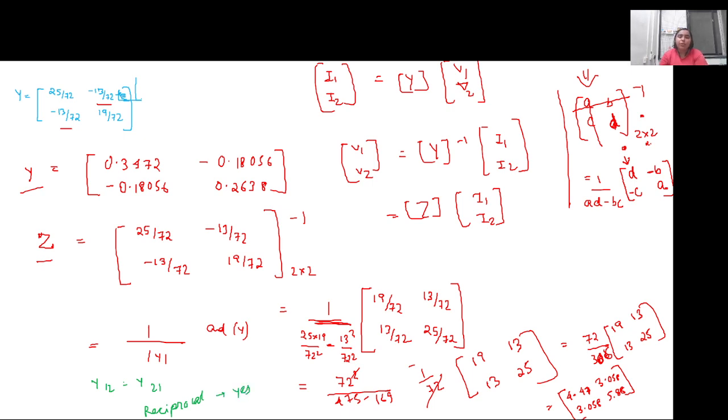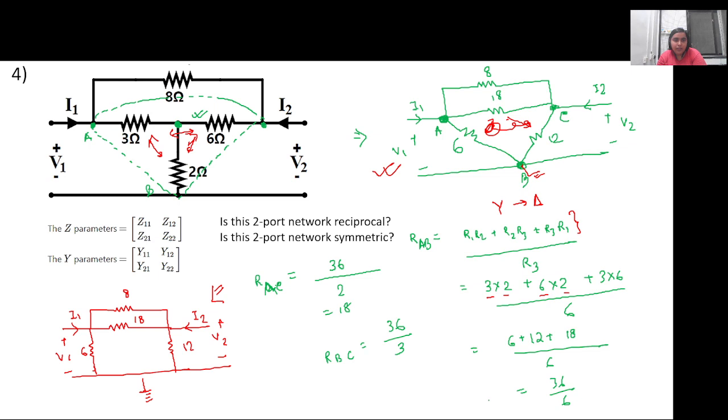But in order to know if it is a symmetric circuit, what should have been the condition? Y11 is equal to y22, or Z11 is equal to Z22. Yeah. In this case, y11 is not equal to y22. So this is not symmetric. Similarly, in case of Z, Z21 is equal to Z12, but Z11 is not equal to Z22. So the two-port network is reciprocal, yes, but is it symmetric? No, it is not symmetric. Right?